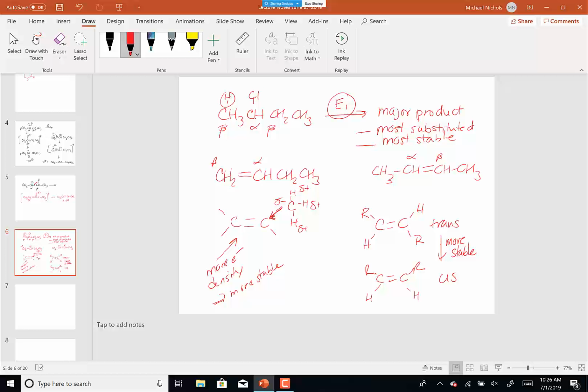Everybody kind of with me? So if I'm counting, that's two things for today. I will not stop if I get to 5 to 7. We'll continue on, but those are the 2 big things. The mechanism, and how do I determine the major product? The major product is going to be the most substituted double bond.